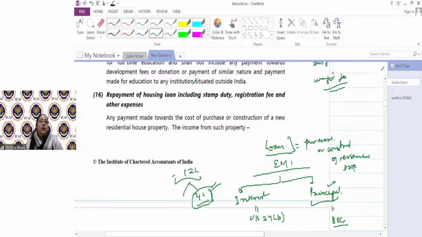Ma'am, do we get it basically for stamp duties, etc. also? Yes. Along with the loan amount, you will get the deduction for stamp duty which you are paying on purchasing the house, or registration fees, or any other related direct expenses which you pay on purchasing or constructing the house.